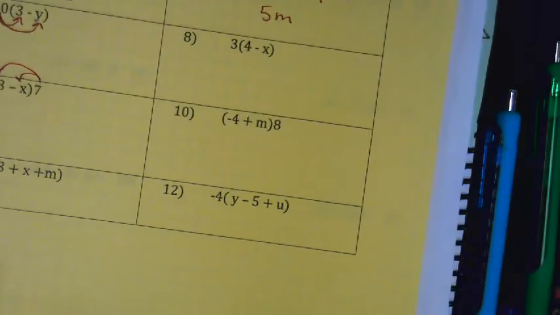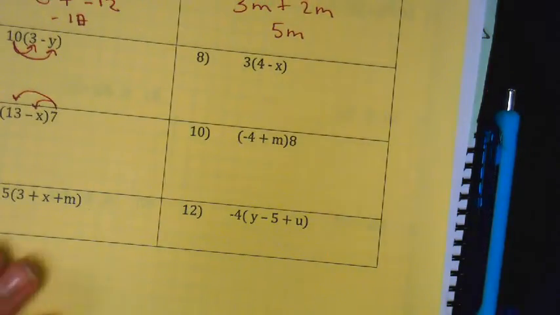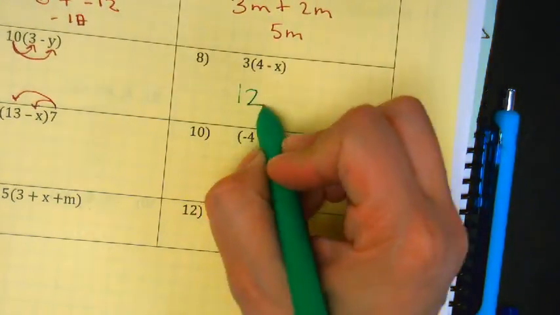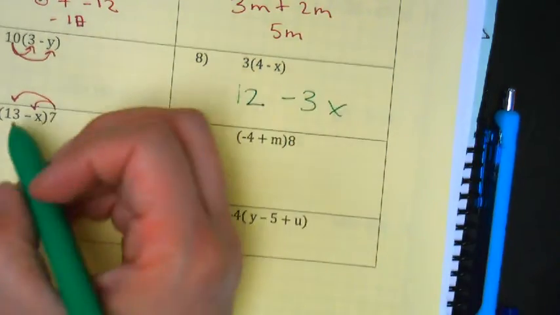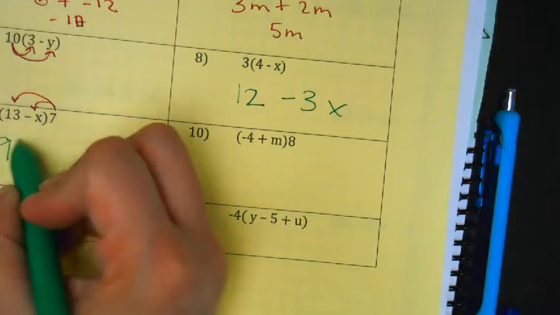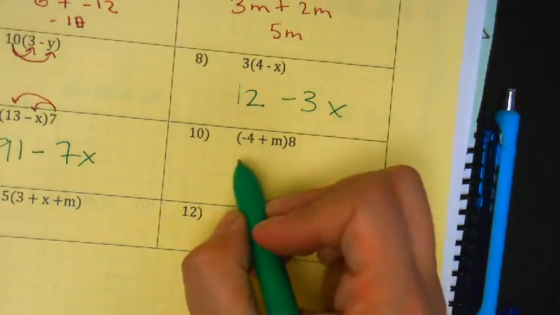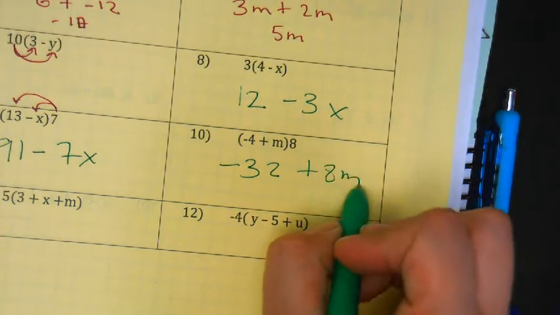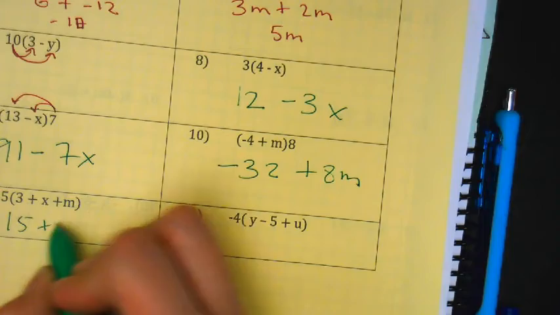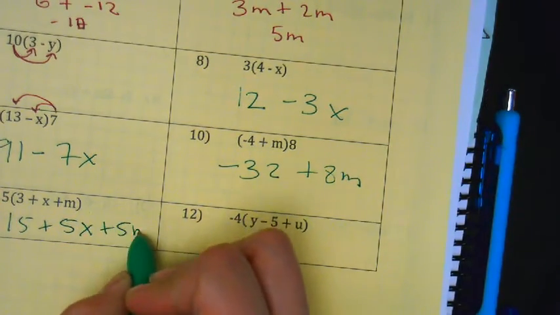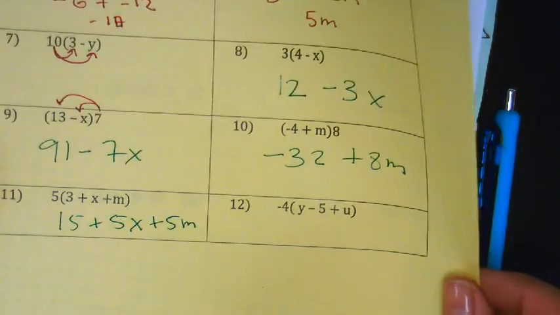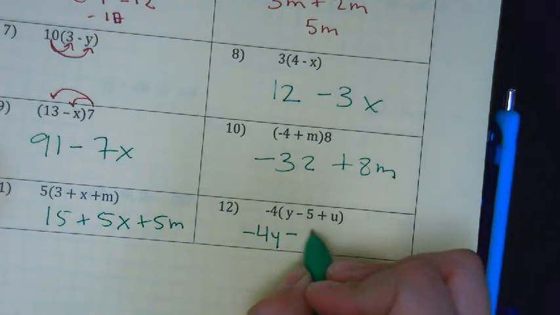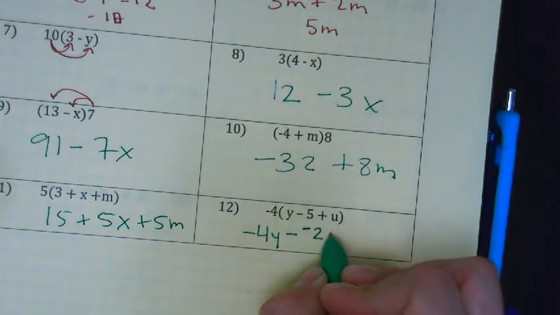Yep. So let's see. Number 8. What'd you guys get? 12 minus 3. Good. Number 9. 91 minus 7. Number 10. Negative 6 plus 8. Number 11. 15 plus 5x plus 5x. Good. All right. Number 12. Negative 4y minus 20. Negative 20.